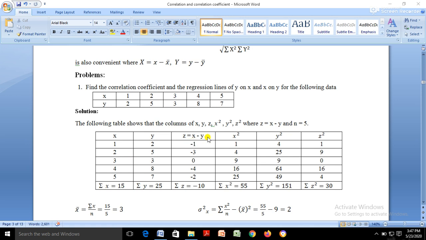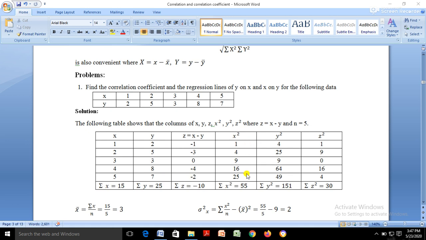So z is equal to x minus y, then x square, y square, z square. Here the x values are 1, 2, 3, 4, 5, and y values are 2, 5, 3, 8, 7. z means x minus y. 1 minus 2 is minus 1, 2 minus 5 is minus 3, 3 minus 3 is 0, 4 minus 8 is minus 4, 5 minus 7 is minus 2.